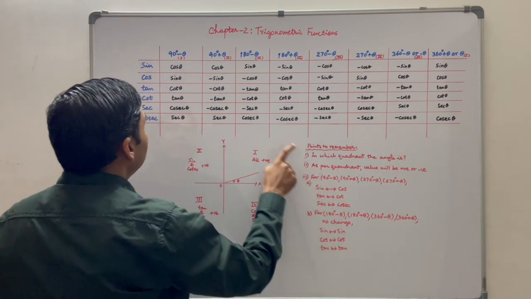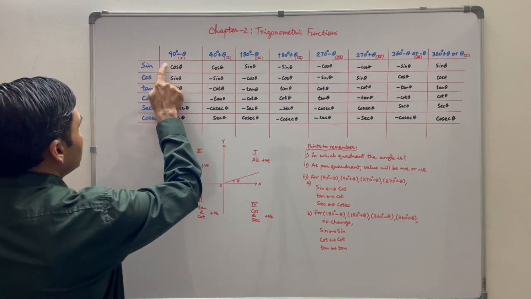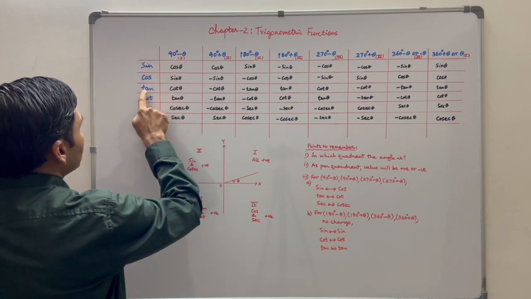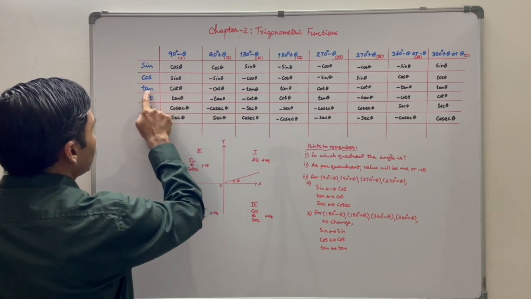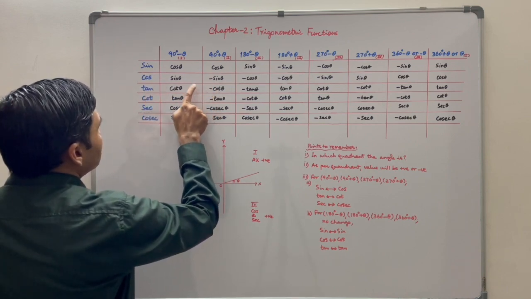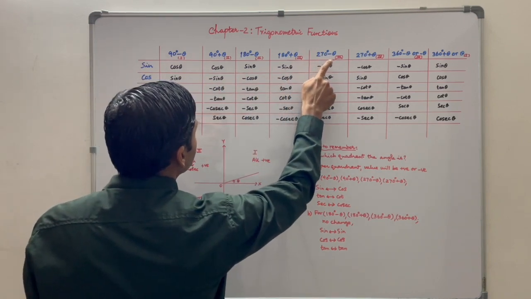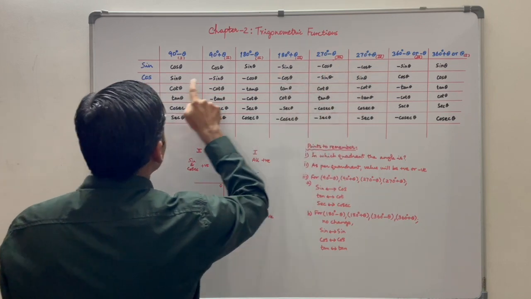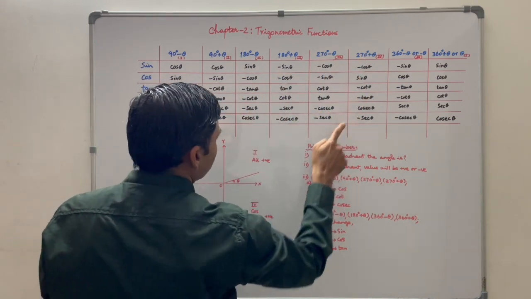For example, let's see here, sine 90 minus theta, so sine will change to cos. Let's say tan 90 minus theta, so tan will change to cot. Tan 90 plus theta, so tan will change to cot. Similarly, for 270, you can see sine 270 minus theta, so sine will change to cos. 270 plus theta, let's say cot 270 plus theta, so cot will change to tan.